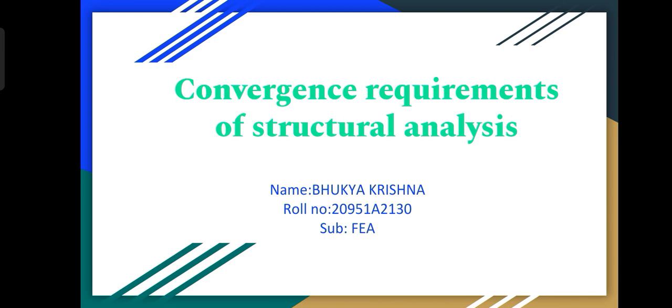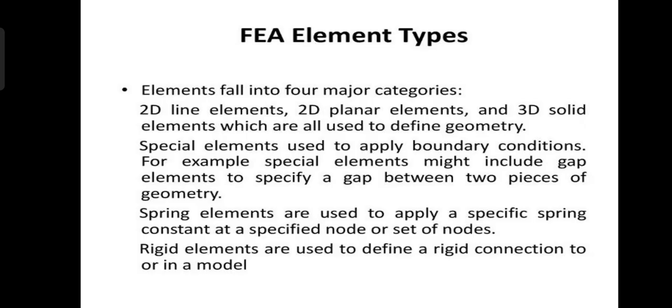So today I am going to discuss the convergence requirements of structural analysis. Here we want to know about FEA element types. Elements fall into four major categories: 1D line elements, 2D planar elements, and 3D solid elements, which are used to define geometry.